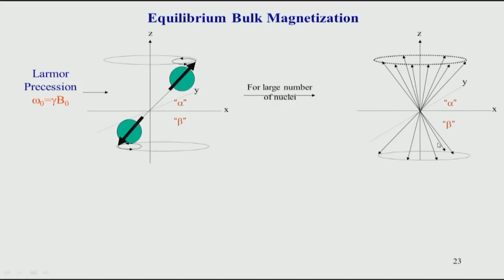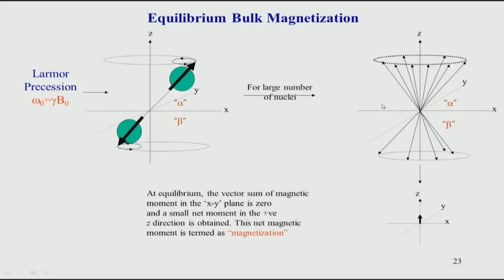As we saw last time, according to the Boltzmann law, there are more spins in the lower ground state, that is the alpha state, than spins in the beta state. Therefore, if you do the vector addition and subtraction, you end up with a small net magnetization pointing in the positive z direction. This is what we call the net magnetization, and all the NMR experiments, 1-dimensional, 2-dimensional, 3-dimensional, deal with this magnetization in different directions.